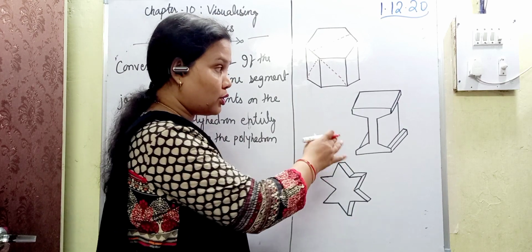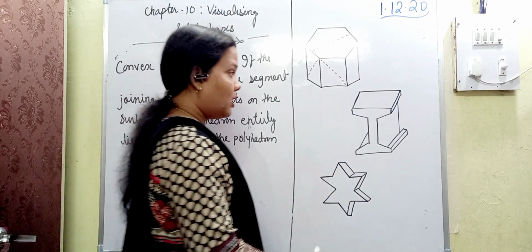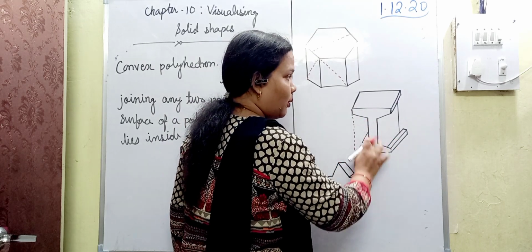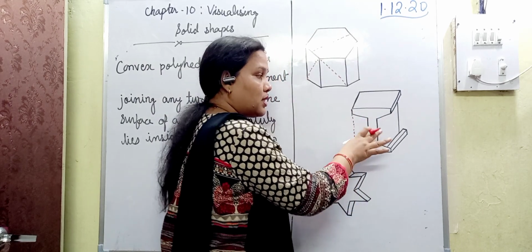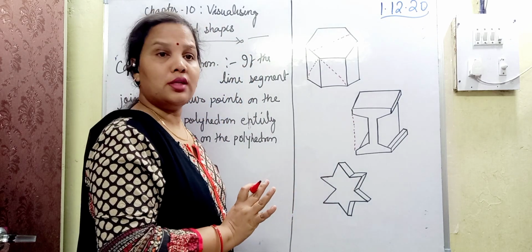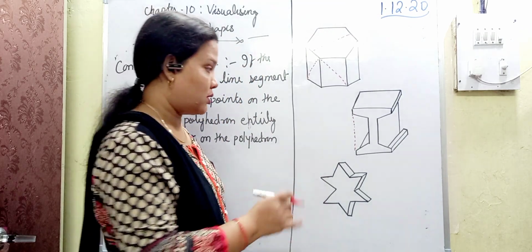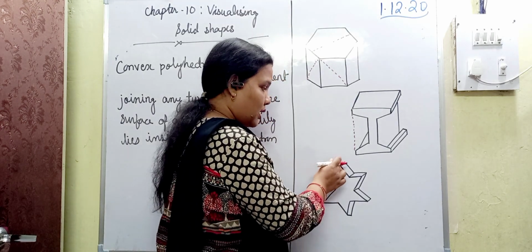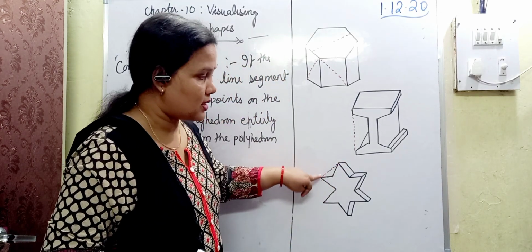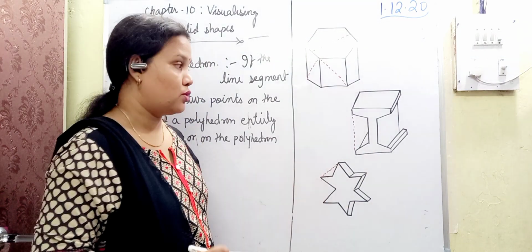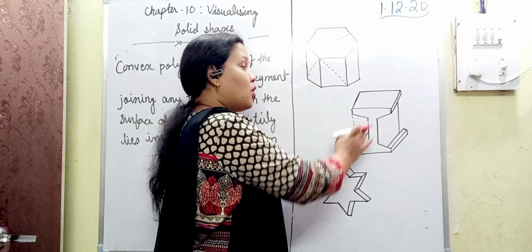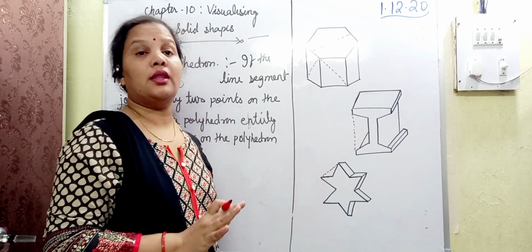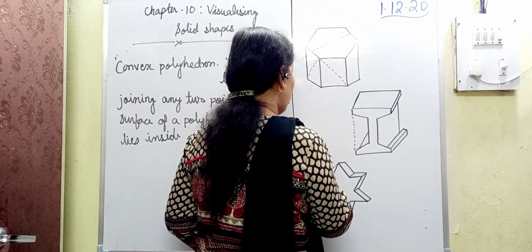Here two other examples are also given. If I join 2 vertices of this, now look, this is a polyhedron, but this line doesn't lie inside it. So it is not a convex polyhedron. Similarly here also, if I join these 2 vertices, you can see that the line is outside this polyhedron. So obviously these are not convex polyhedrons. If they are not convex polyhedrons, then they are known as concave polyhedrons.